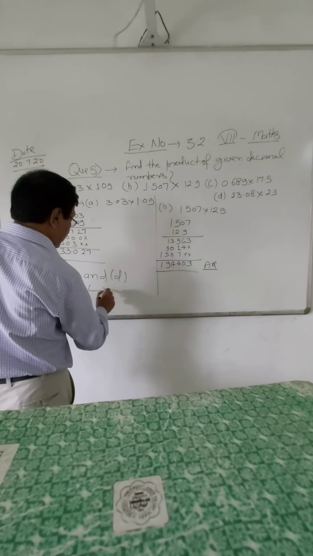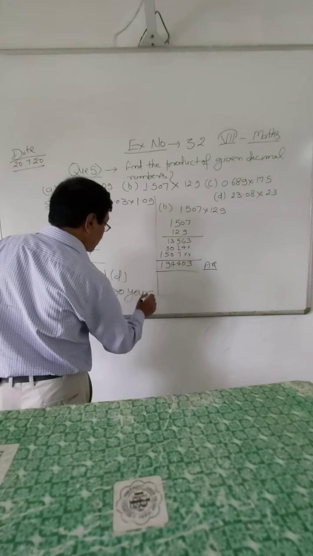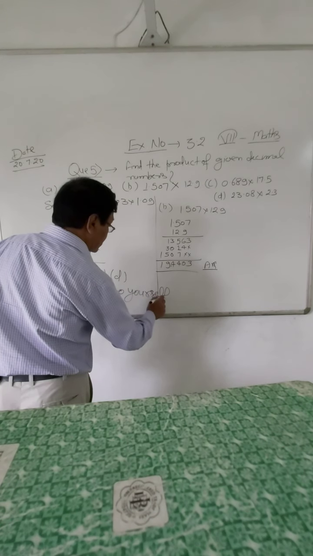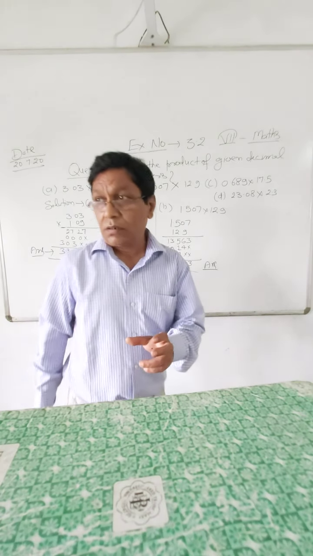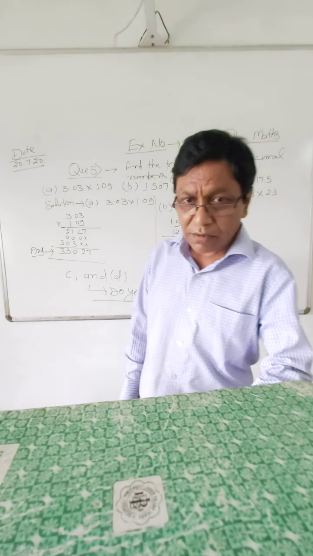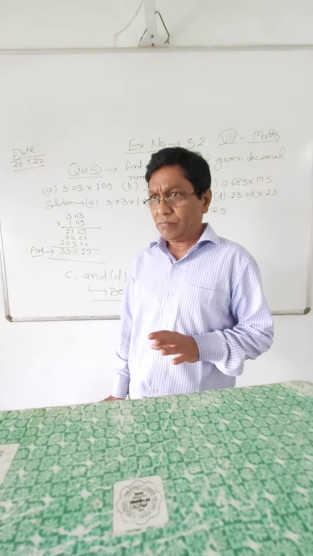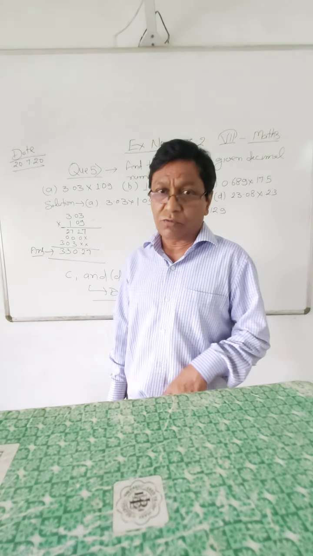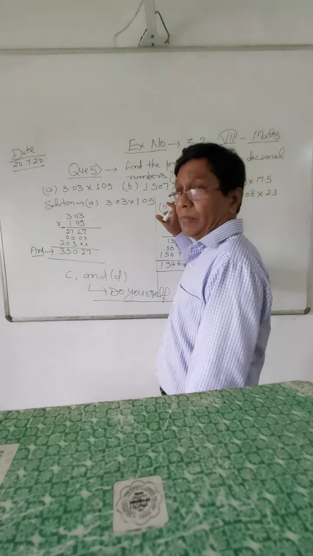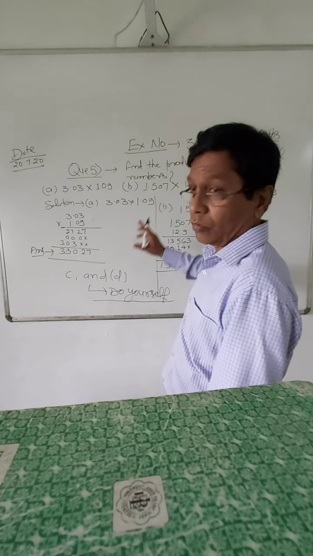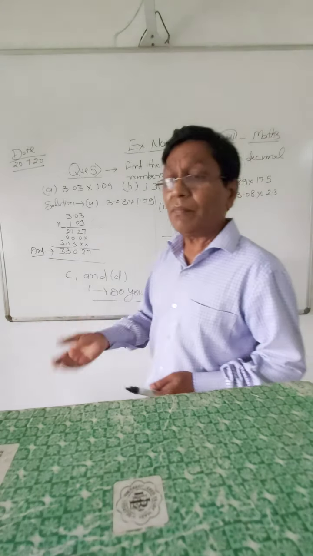Do it yourself. In the homework copy, try this on your own. And if you have the book, then you have the answer also. If you don't have it, you can consult me about what answer will come for this question. Okay? So this way we have solved 2 questions and 2 questions you try on your own. Now we will proceed to the next question.